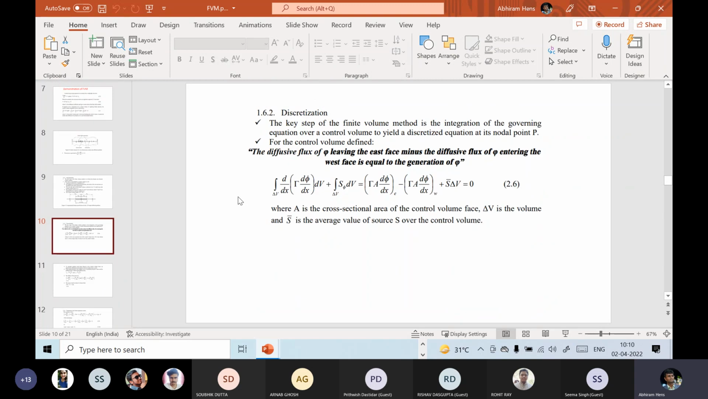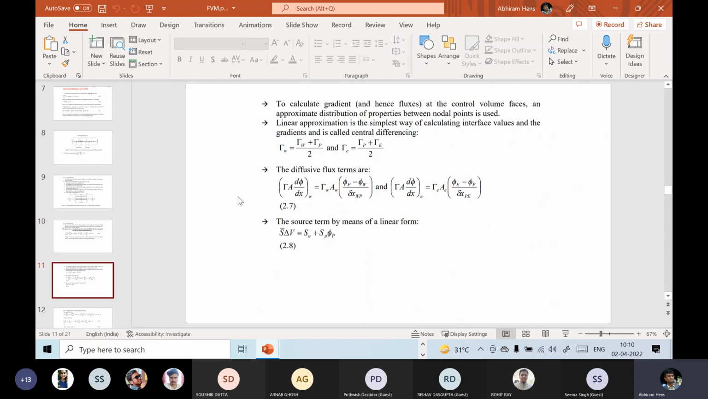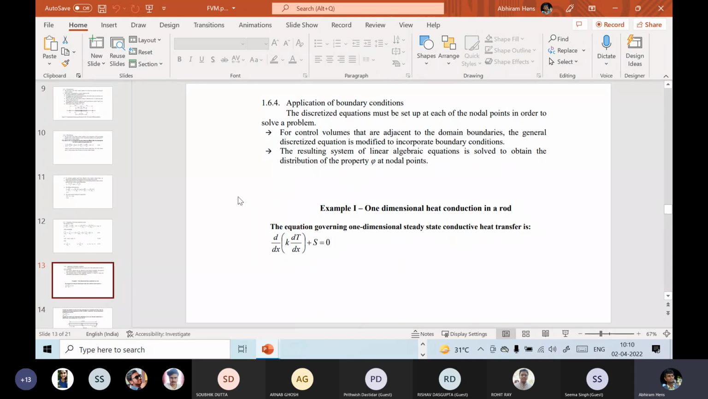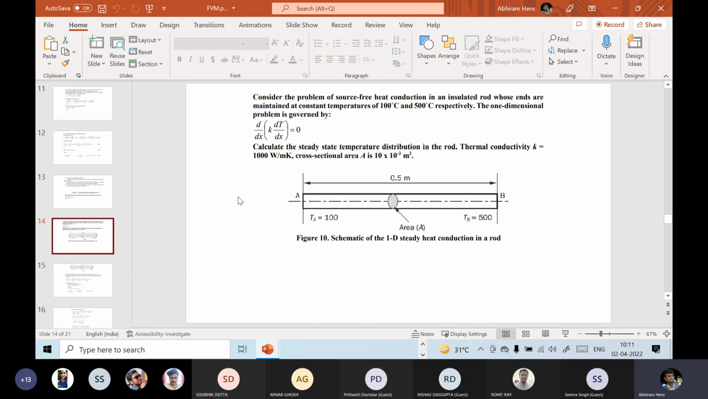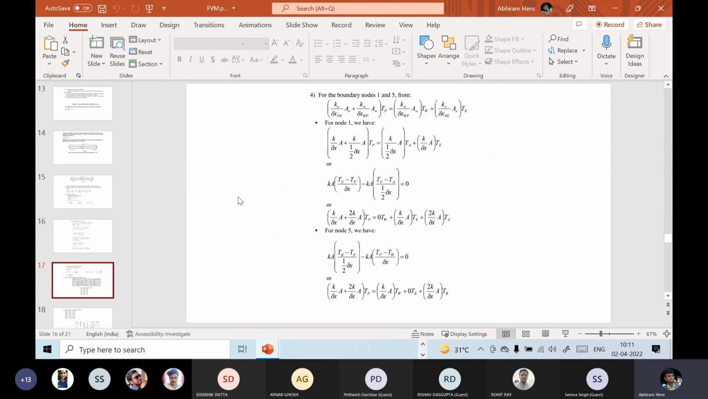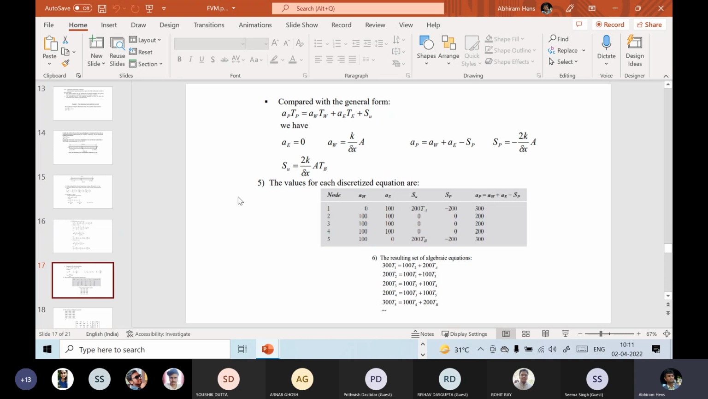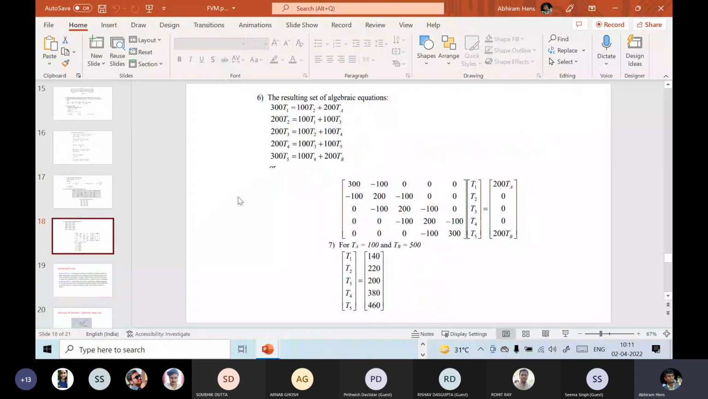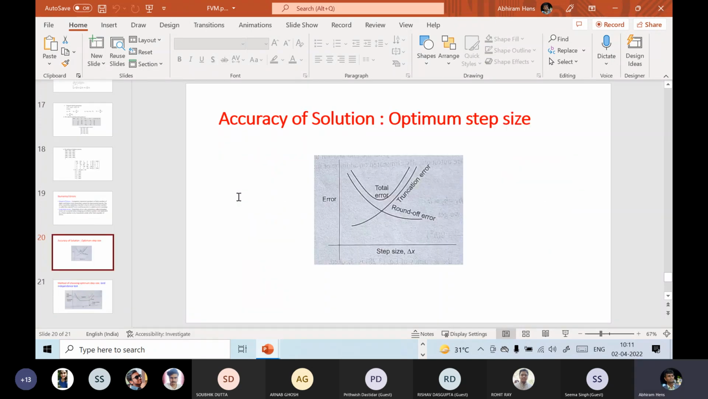We took the example of a rod and discretized it. Here, one-dimensional heat conduction in a rod was taken, with these dimensions and boundary conditions. We discretized it and wrote it in the form of an algebraic equation like this. If we solve it with Gauss elimination, Gauss-Seidel, any other method, or the Thomas algorithm, then you will get the final solution. This is all about numerical errors, and we know how the step size can be optimized from the competition of these two types of errors.